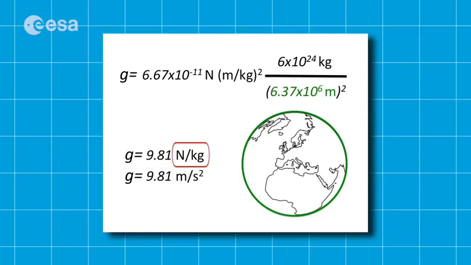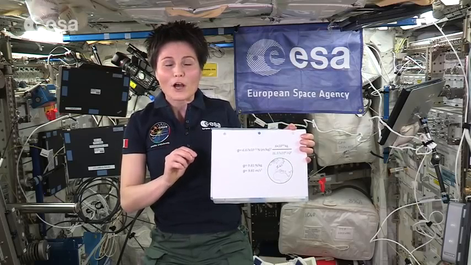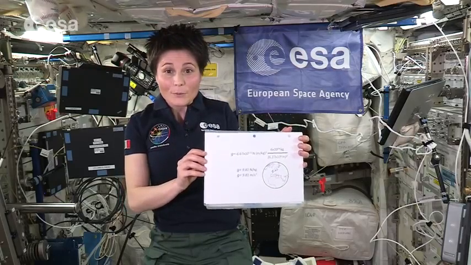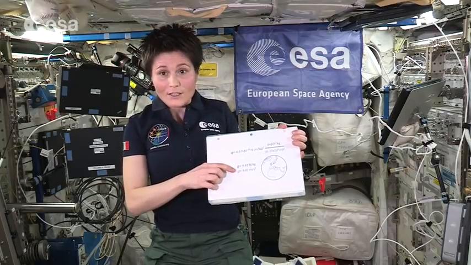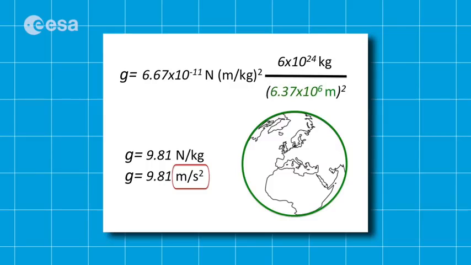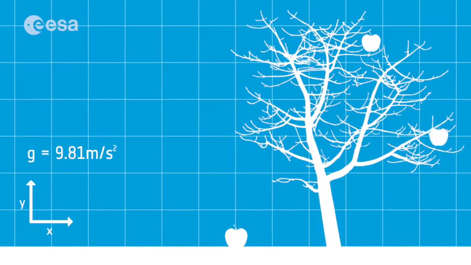and that can be expressed in newtons per kilogram, and it basically represents the amount of weight per kilogram of an object in that particular point in the gravitational field. Or we can also express it, and that's equivalent, as meters per square second, and that is the acceleration of a free-falling object in the gravitational field.